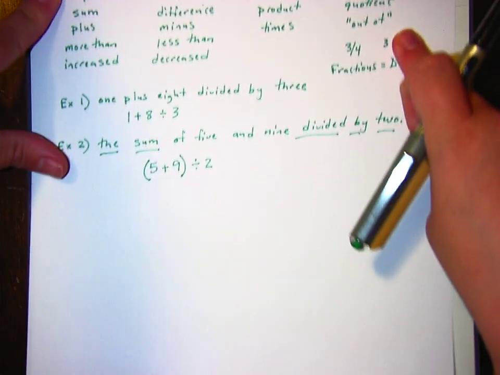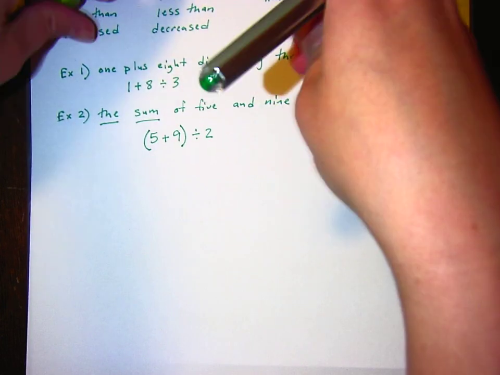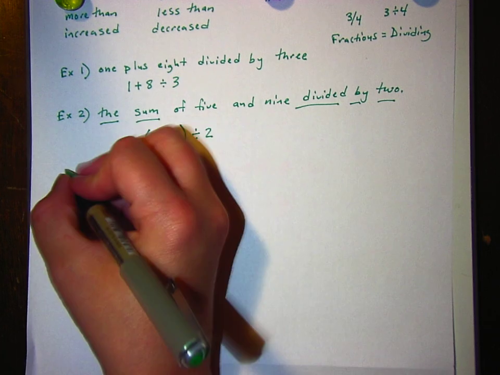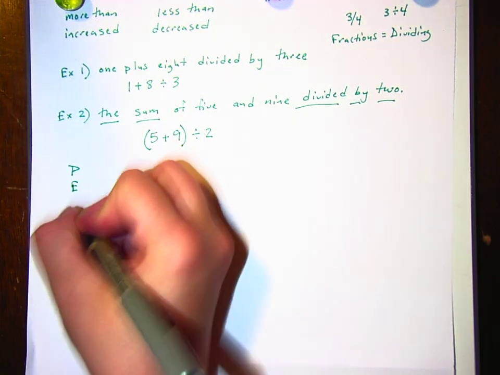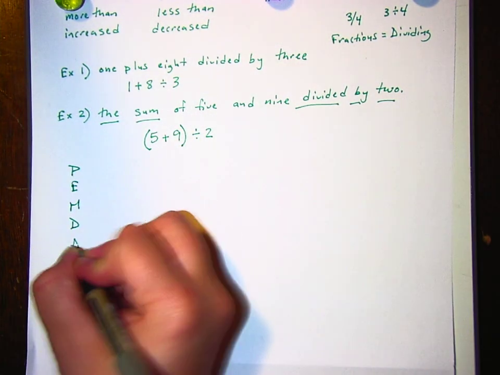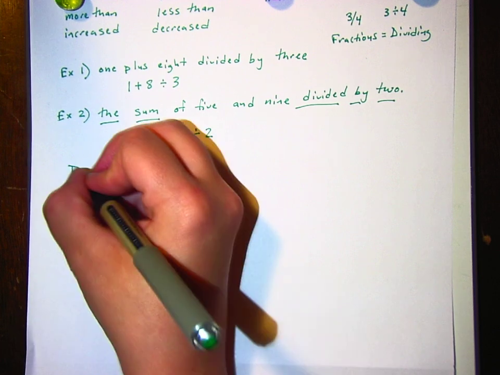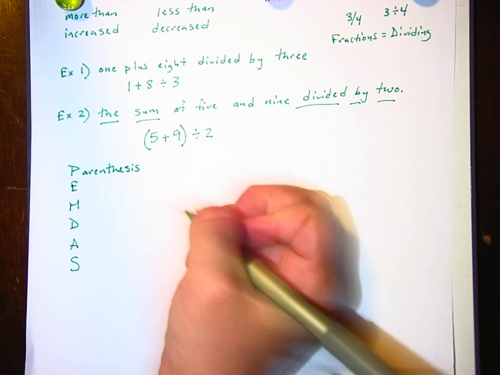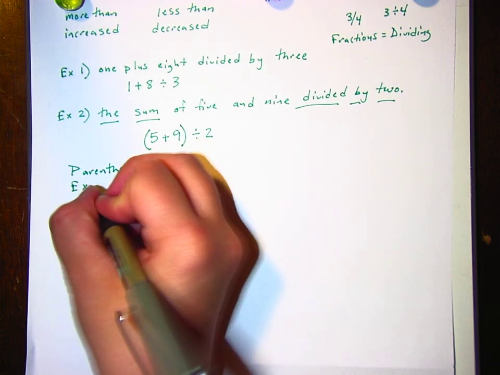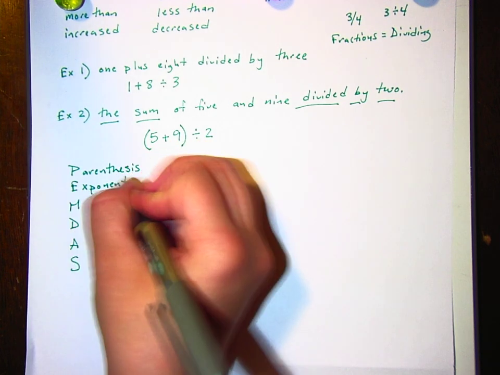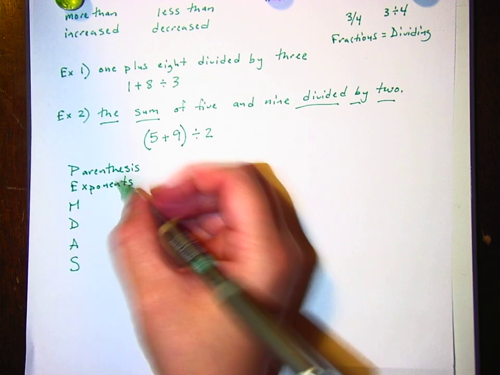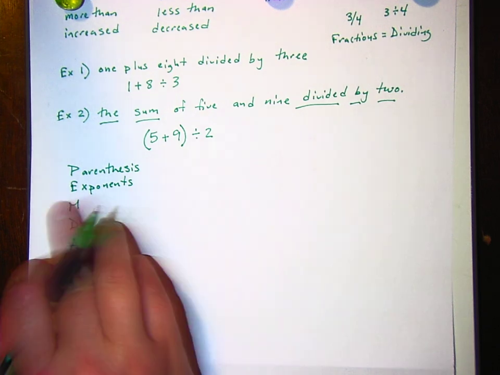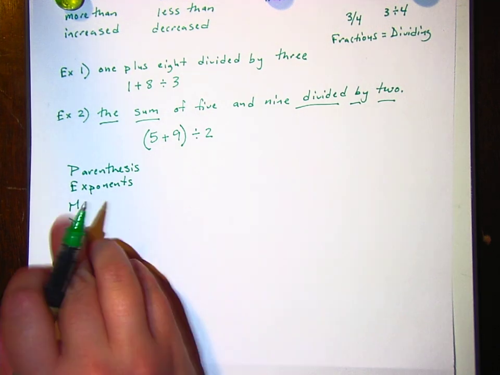All right, 2 down. This isn't so bad. 3 to go. All right, order of operations. So let's start with P for parentheses, and E for exponents. So this is the order of operations. Parentheses comes first, and then exponents comes second.